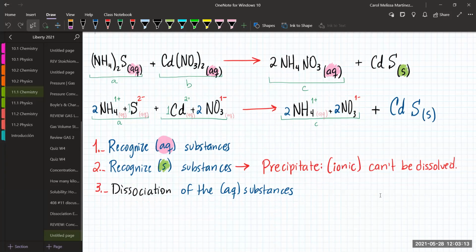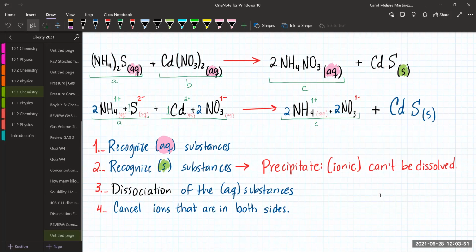Now, we did all the dissociations possible for the aqueous substances, so right now what comes next is we need to cancel. You need to cancel the ions that are on both sides of your equation.